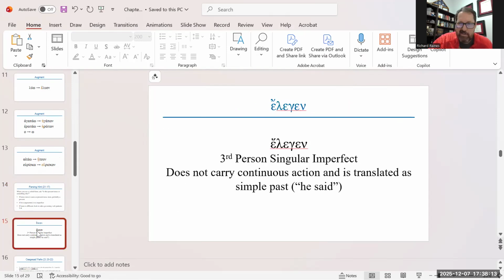Another hint or odds and end that he put in here is that, look, this is for translation, but also for exegesis. If you translate the word elegan, that is the third person singular imperfect. That doesn't carry continuous action. So it would just be "he said." That's really just an exegesis help.